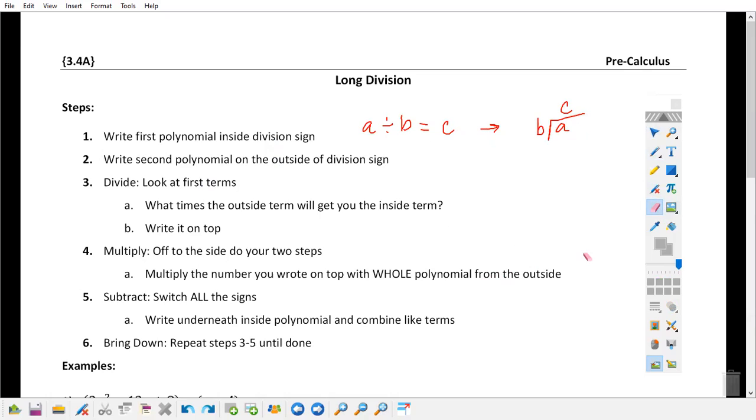Okay. So essentially what you're doing every single time is you're going to divide. So you're going to look at your first terms and you're going to say, what can I multiply to get to this, right, Kaden? Yeah. What can I multiply? And then you write that on top. So essentially you're dividing. After that, then you're going to multiply what you wrote as your part of your quotient. And then we're going to make our next level.